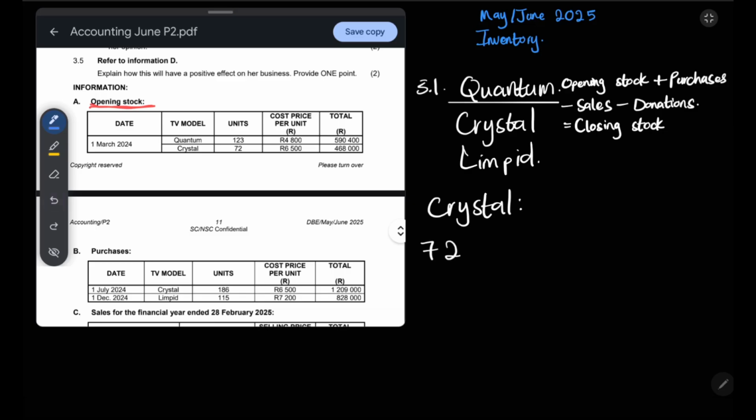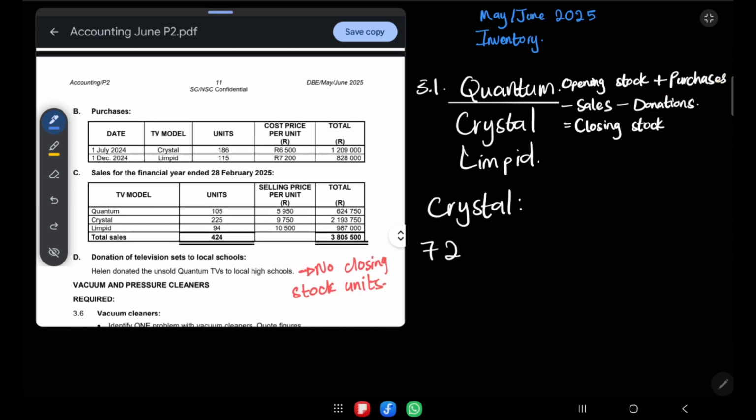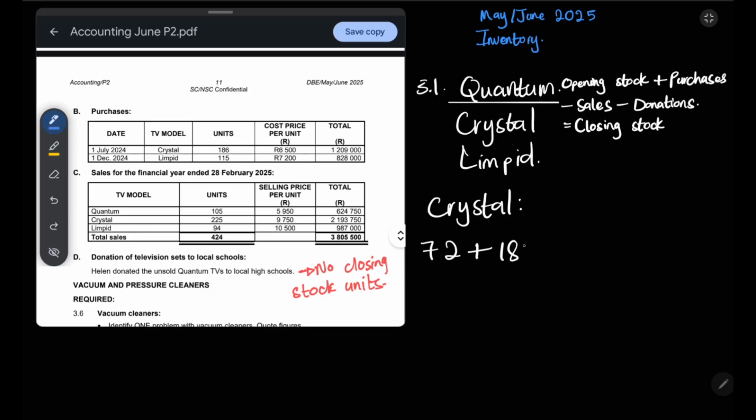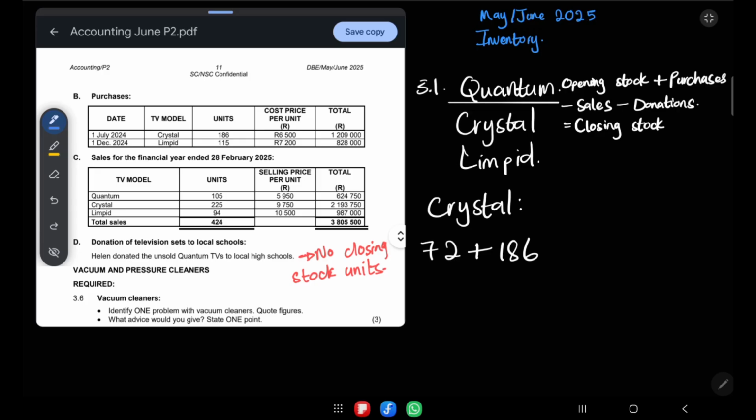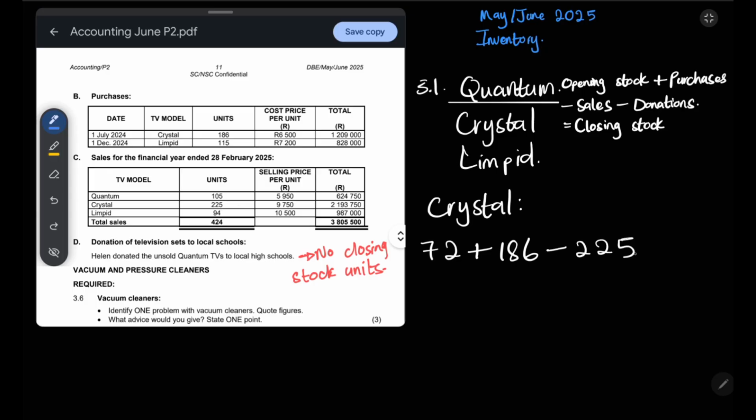We add our purchases. Let's look at our purchases. In information B, for Crystal, we purchased 186 units on the 1st of July 2024. So you have to say 72 plus 186. Let's look at the following information. You have sales. So under Crystal, we had 225 units that were sold. So you have to say minus 225.